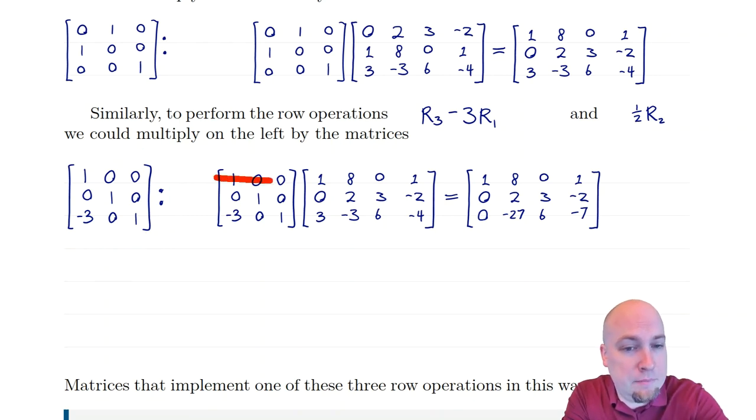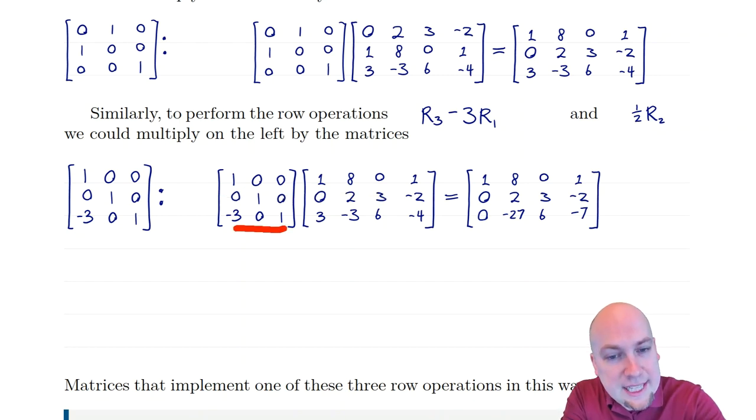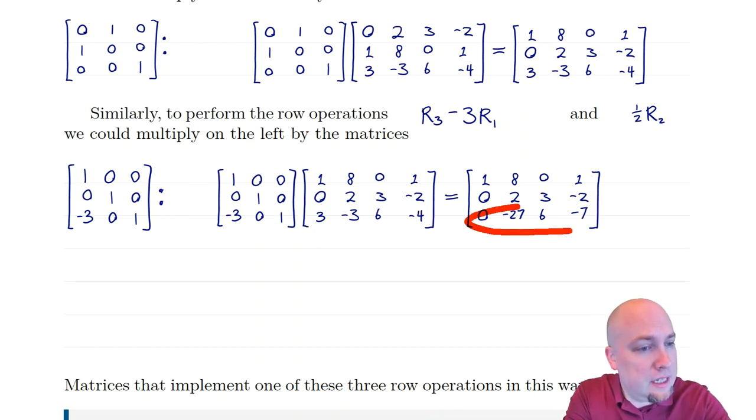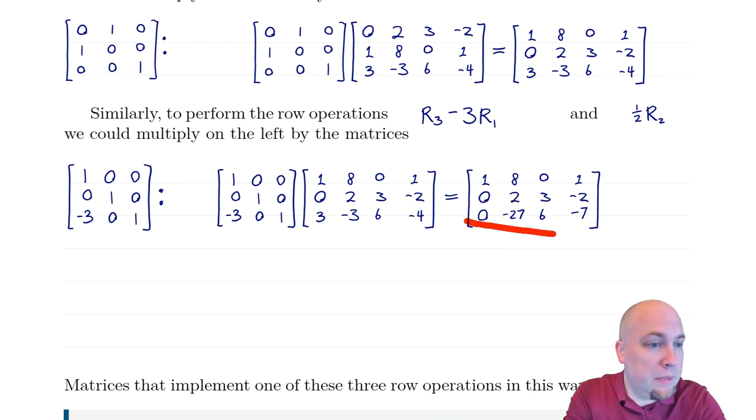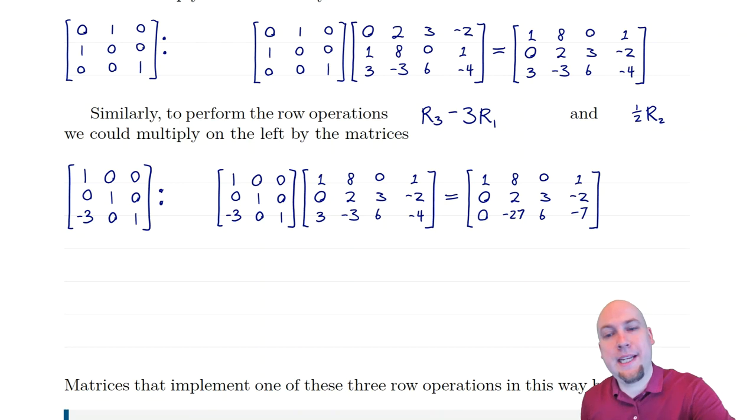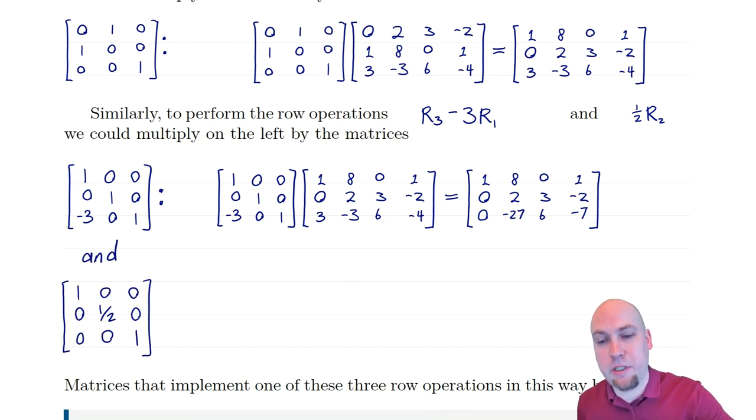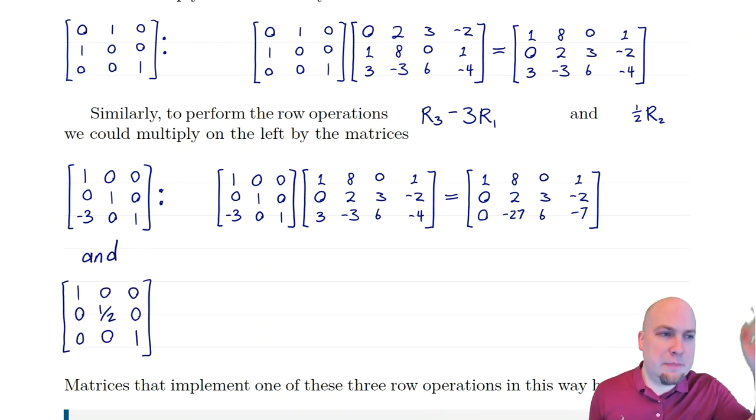When I do that, multiplying by this row is going to leave the first row of this matrix alone. Then this row of the elementary matrix is going to leave the second row of the matrix on the right alone. But then this row is picking up minus 3 copies of the top row, and then plus 1 copy of the bottom row. And you can double check that yes, this bottom row down here is exactly row 3 minus 3 row 1. So multiplication by this matrix on the left did the same thing as that elementary row operation. And similarly, this one's maybe even a little bit easier to see.